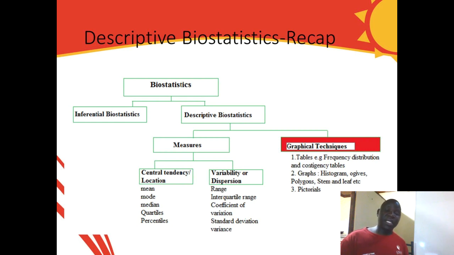And my understanding is that we have covered all the measures. That is the central tendency measures for both grouped and ungrouped. We have covered the variability or dispersion measures for both grouped and ungrouped.